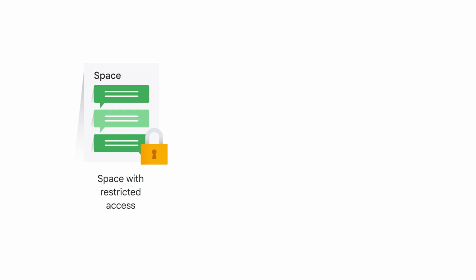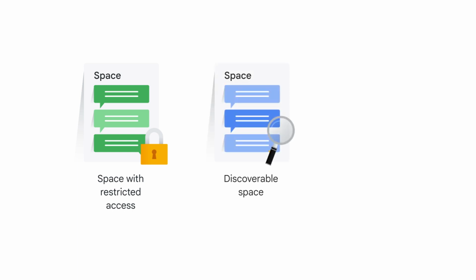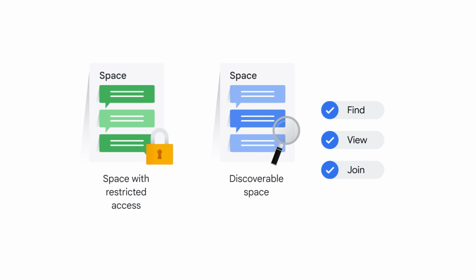Access to spaces can be restricted to only people in groups who have been added. When people are connecting based on shared interests in specific topics, it might be helpful to make a space discoverable. Discoverable spaces let anyone in your organization find, view, and join them.